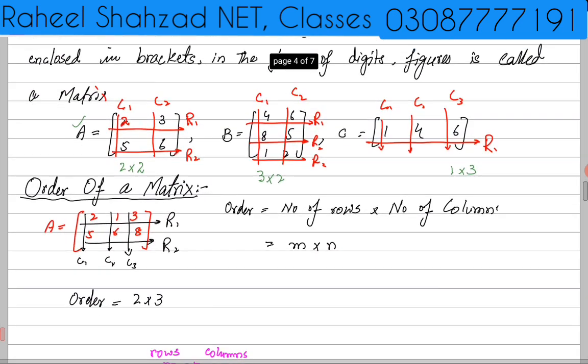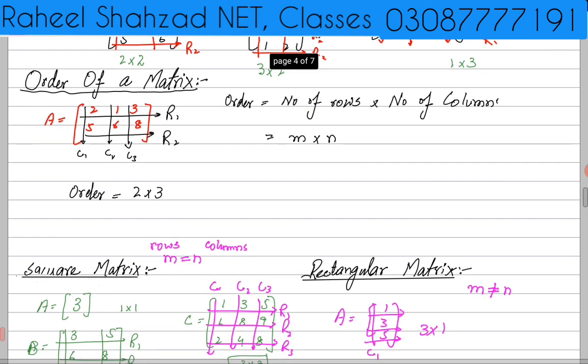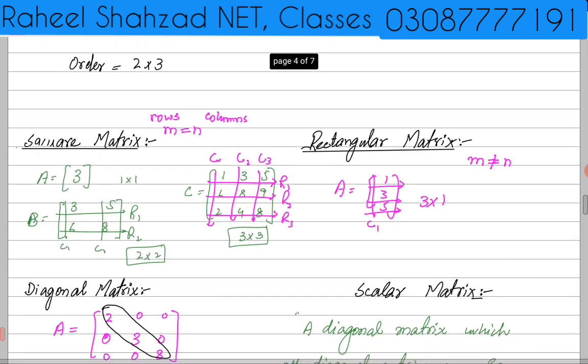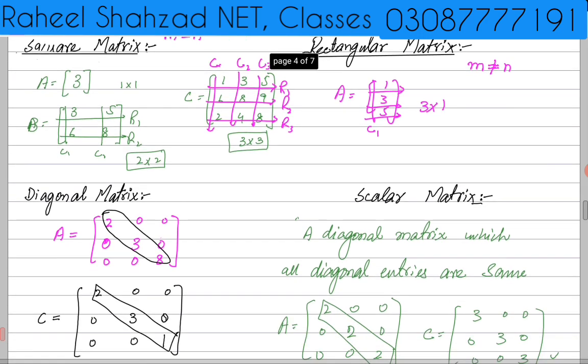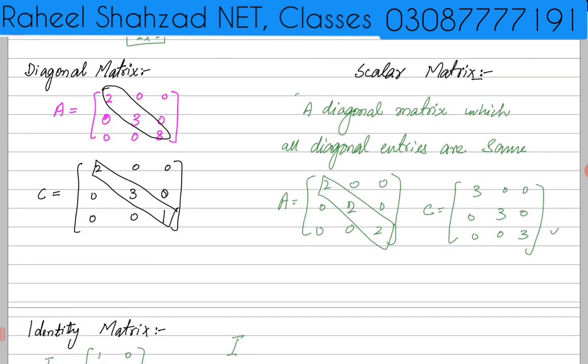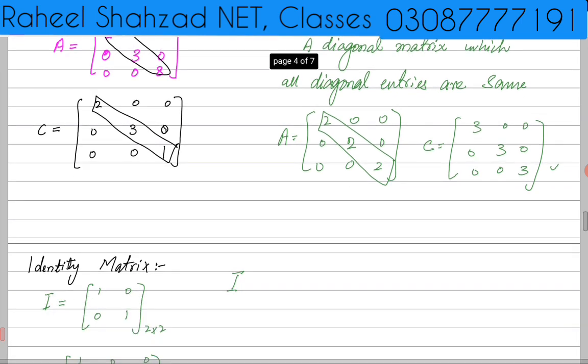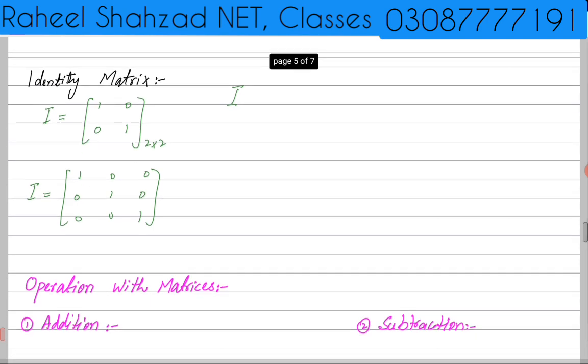So far we have discussed matrices, what they are, then the order of a matrix, m cross n, rows first and then columns, followed by the square matrix. In a square matrix, rows and columns are equal. Then a rectangular matrix has rows and columns that are different. A diagonal matrix is a square matrix in which only diagonal entries are there, the rest of the values would be 0. A scalar matrix is a diagonal matrix in which all diagonal entries are the same. And then what is identity? The identity matrix is one in which diagonal entries are 1 only.